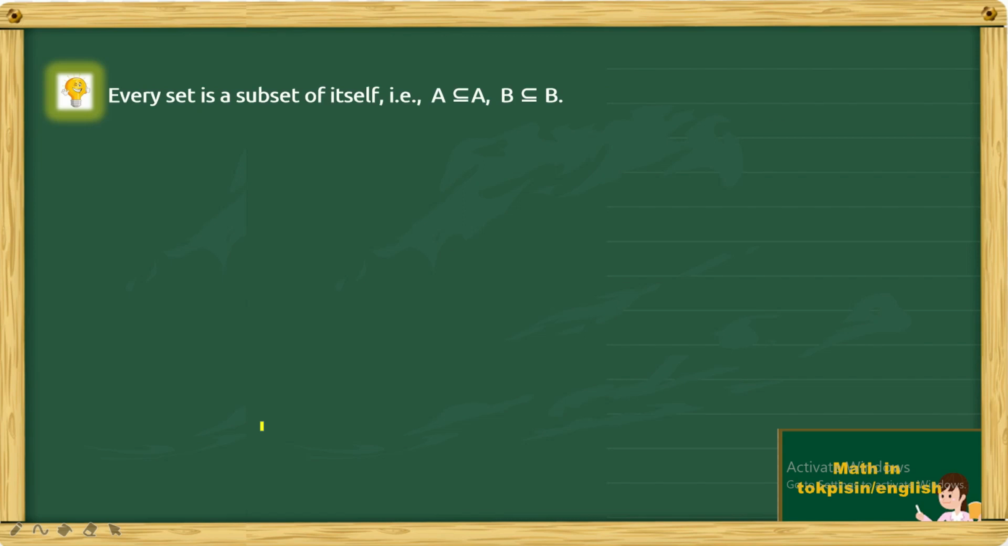Every set is a subset of itself. For instance, set A is a subset of set A, or set B is a subset of set B. Importantly, we should also note that the empty set or null set is a subset of every set.